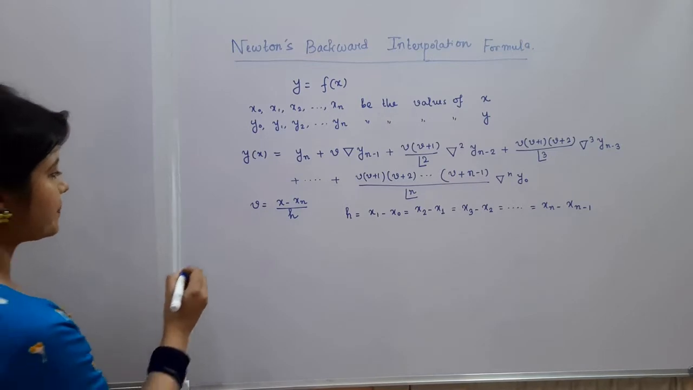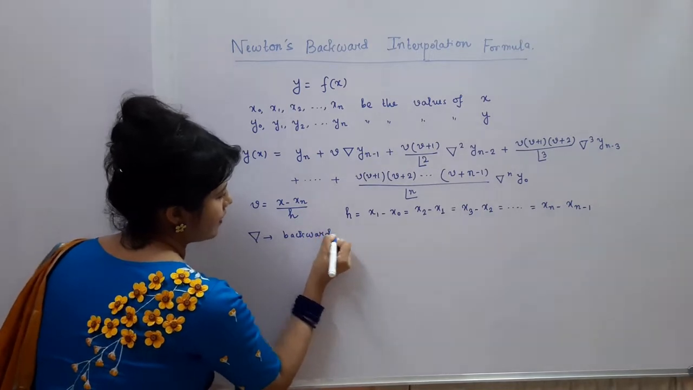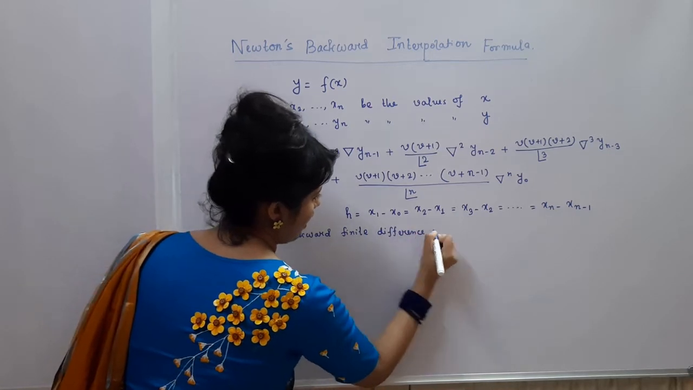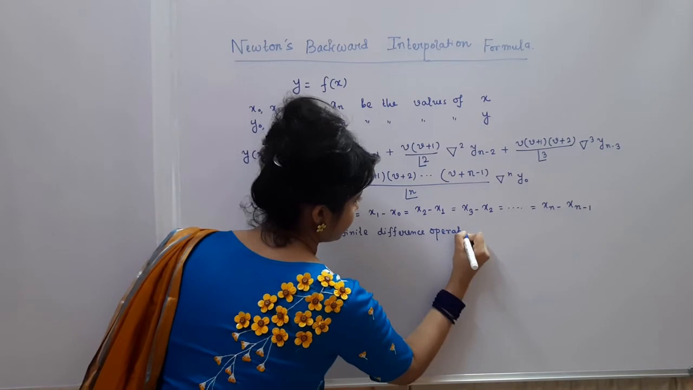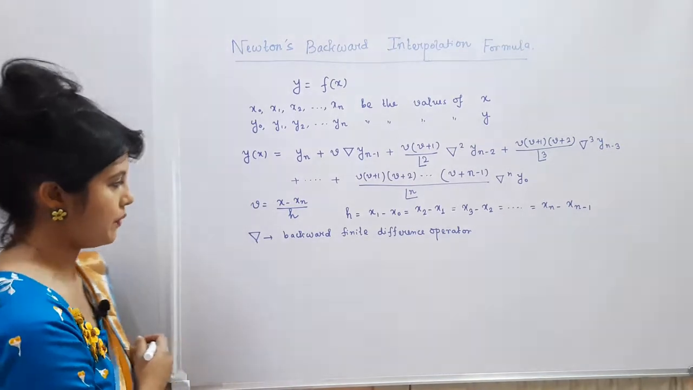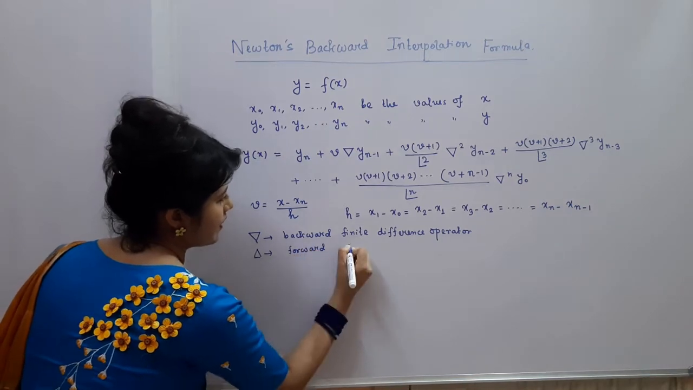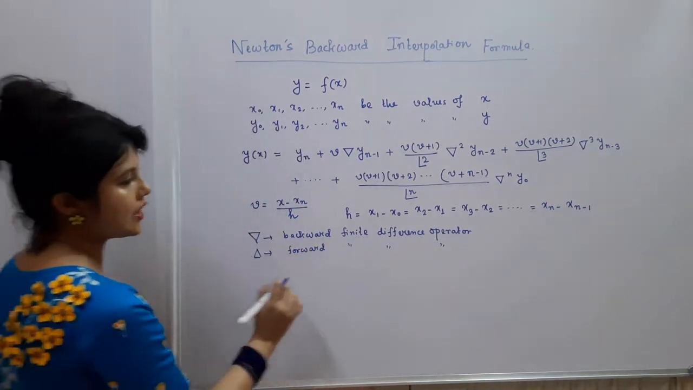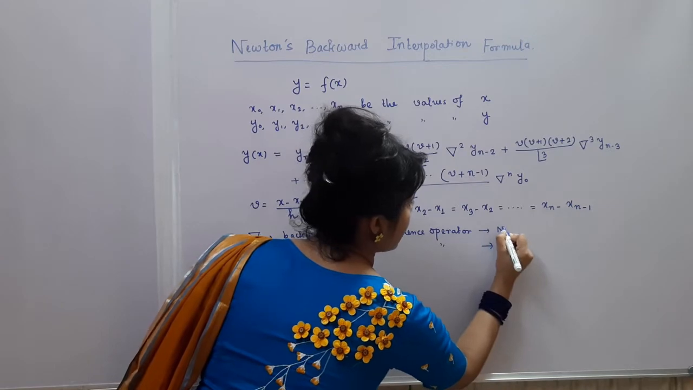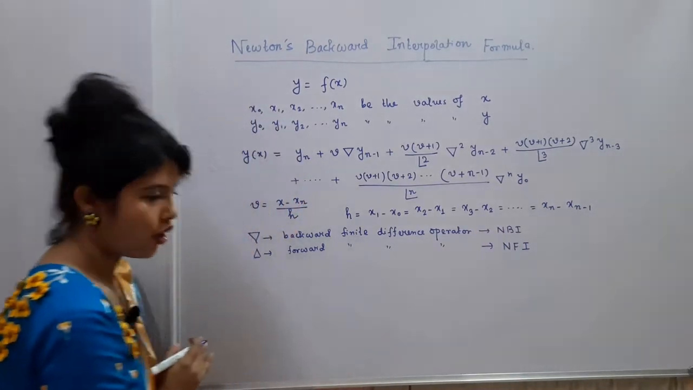Now this is called the backward finite difference operator, and this is used in Newton's backward interpolation formula, whereas this delta is called the forward finite difference operator, and this is used in Newton's forward interpolation formula. I am writing it in short form.